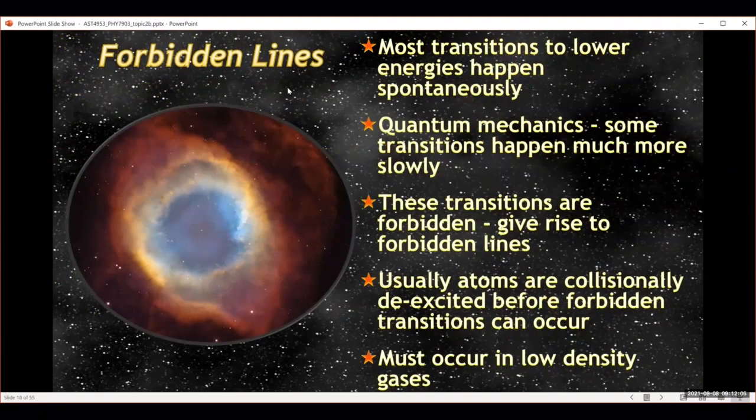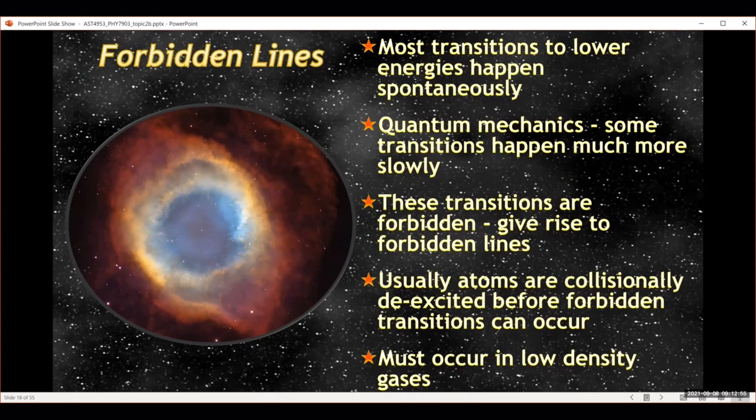Let's talk about forbidden lines. Most transitions, most electron jumps, happen spontaneously. They happen very quickly. The time that an electron spends in a higher energy level is of the order of nanoseconds, maybe 10 nanoseconds. And so it jumps down pretty quickly. But there are some transitions, and we have to get into quantum mechanics to understand why, but there are some transitions that happen much more slowly. They can last seconds or even longer.